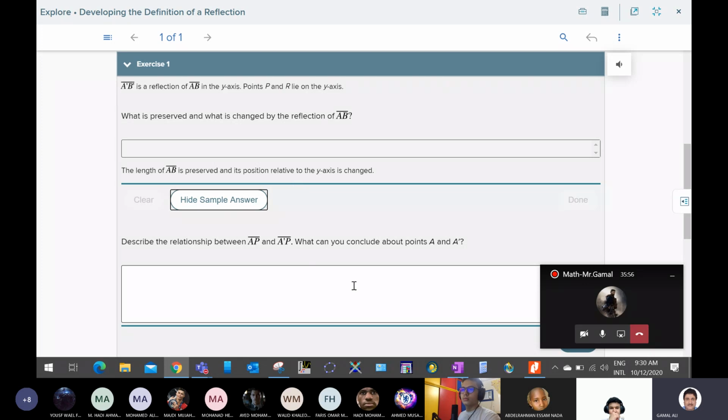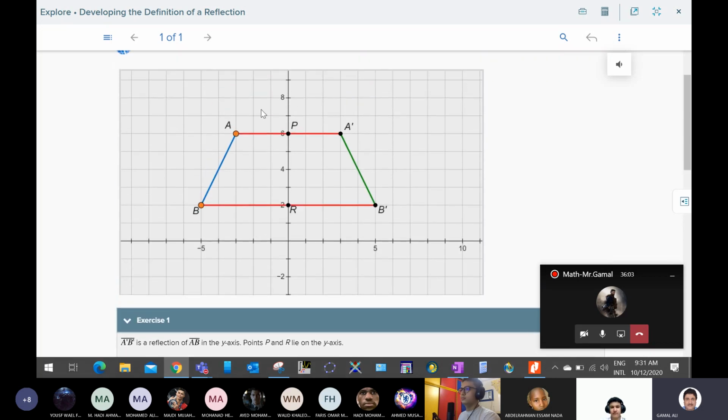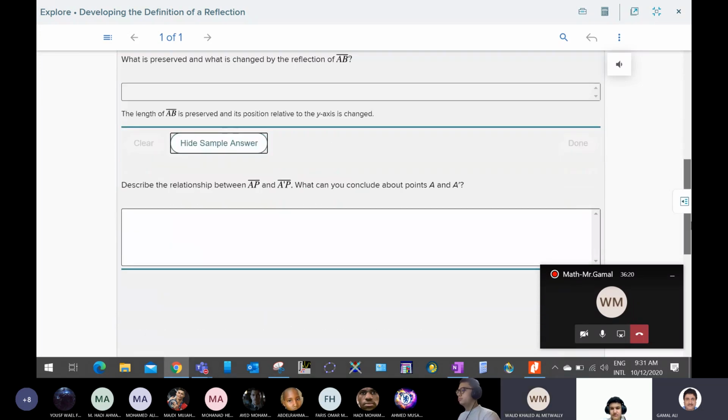What are the things that are changed? Are the coordinates of the points changed or not? Yes, they are changing. Okay, and the direction is changed, because here it is positive, but the image is negative.